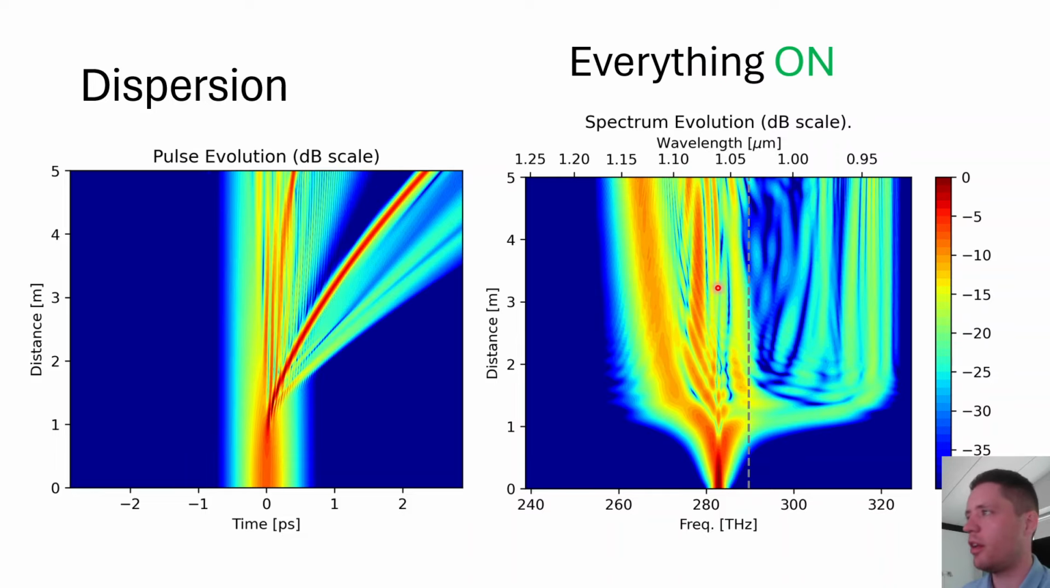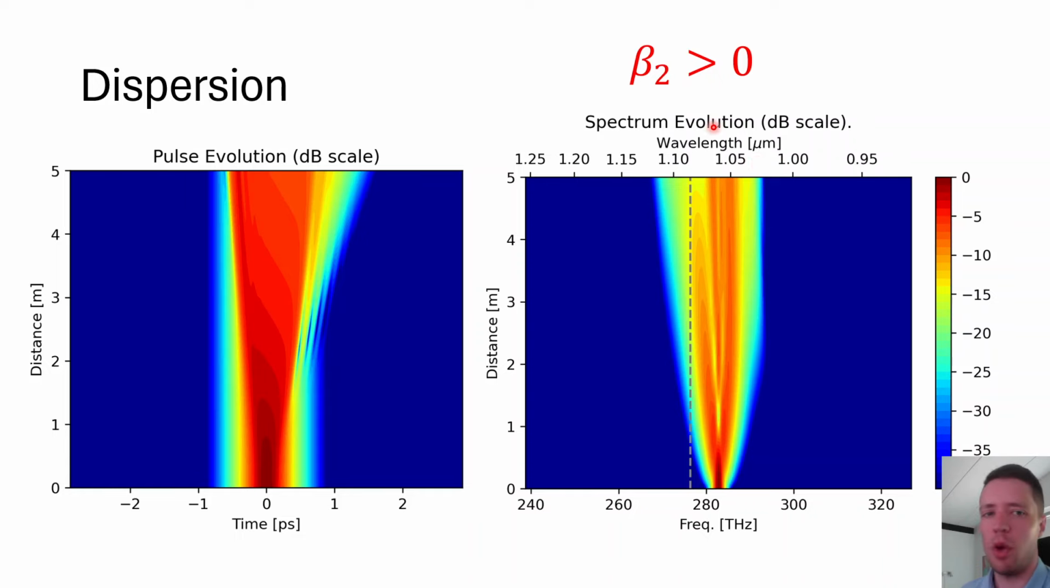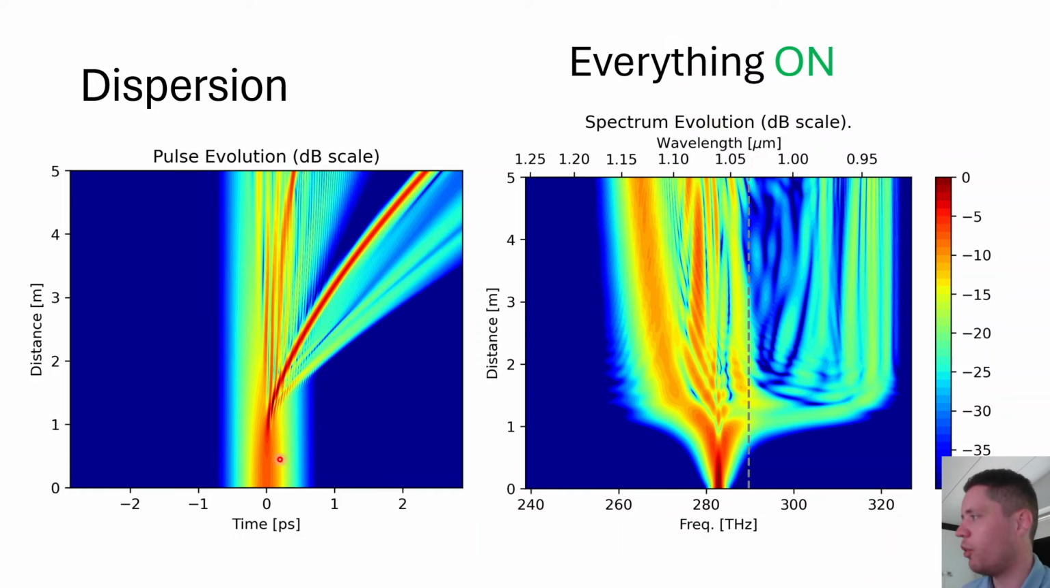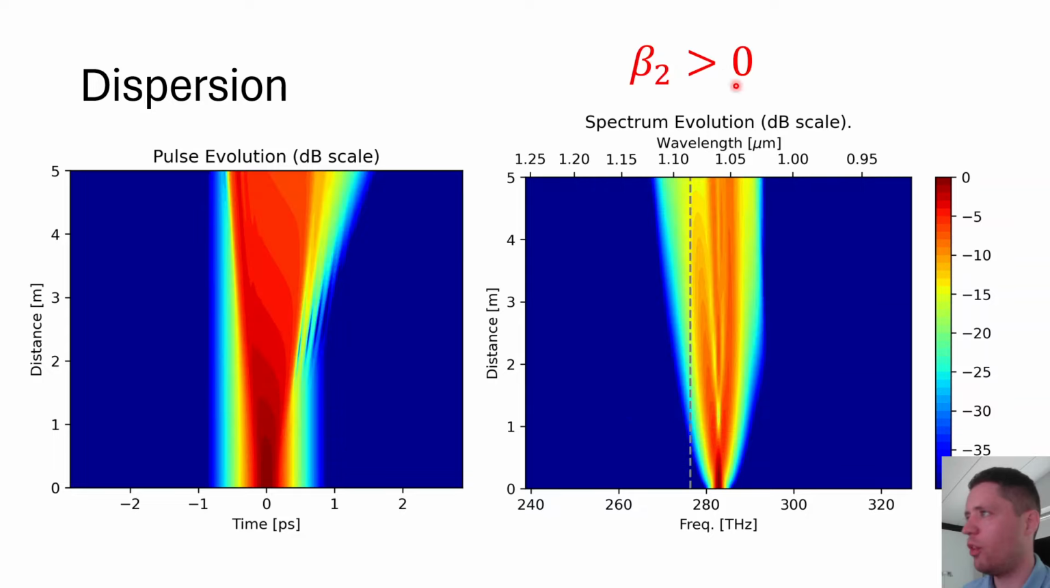You could also say that with beta 2 being positive, we don't get solitonic behavior, so the pulse never really shrinks into a big spike that can cause the major broadening. That's probably also a contributing factor to the spectrum being much more narrow when beta 2 is positive.